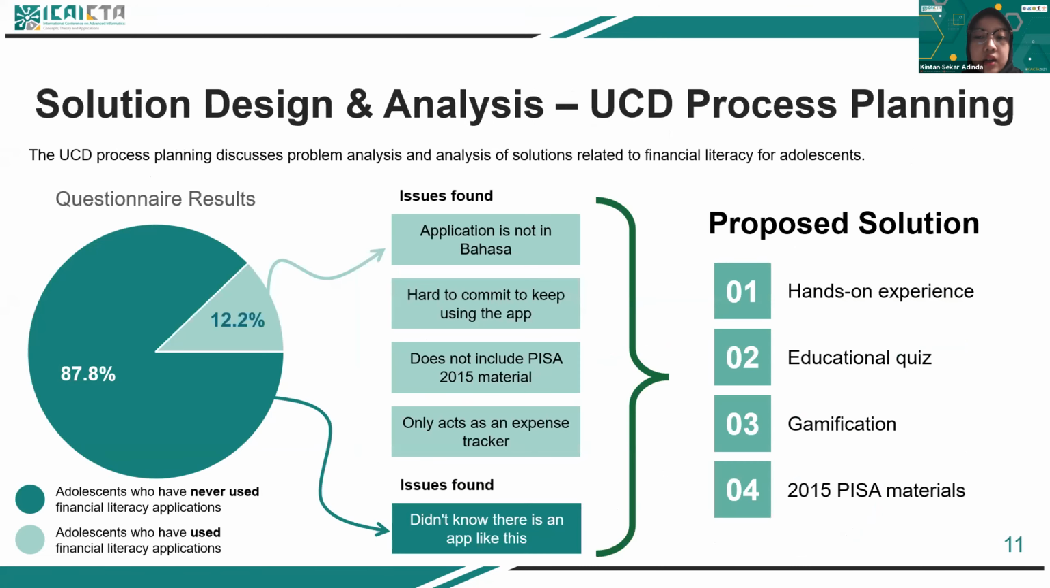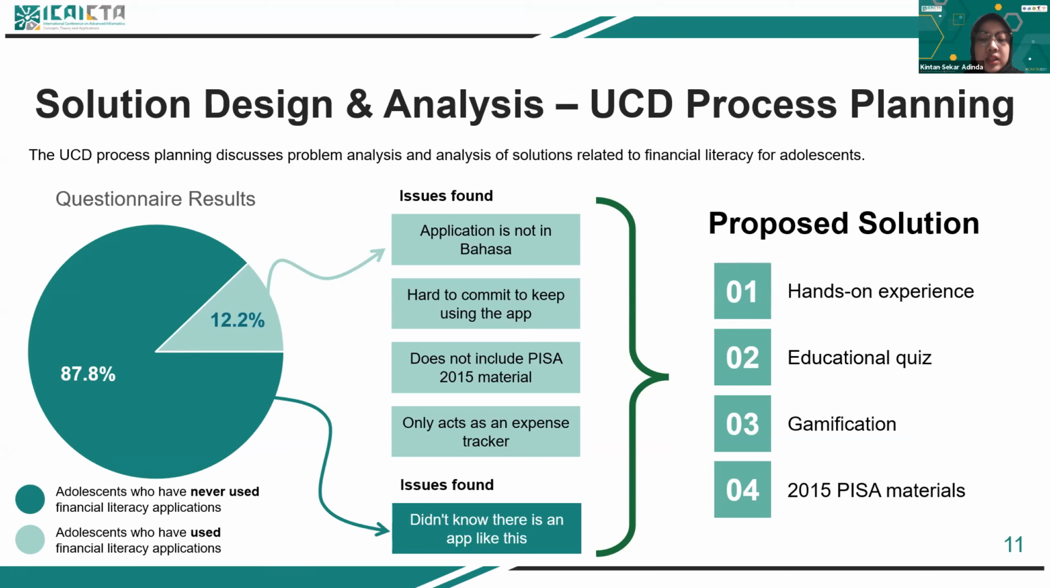There are three things which are done in problem analysis. So the solution design and analysis in UCD process planning, including problem analysis and solution analysis. In problem analysis, there are three things which are done. The first one is study of literature, and the second one is comparison of applications, and the third one is questionnaire. Based on the results of the questionnaire, adolescents who have used financial literacy application admit having several problems, which can be seen on the slide.